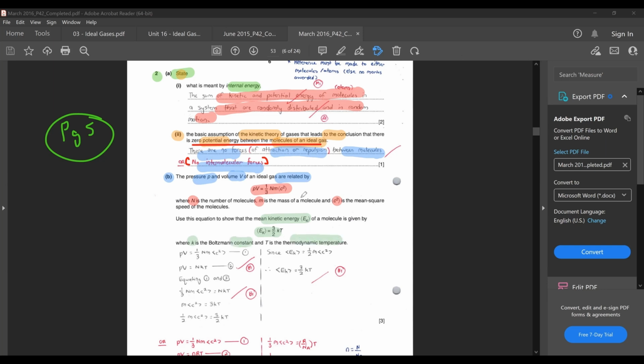So we've actually just done the derivation from the notes just now. You're always supposed to compare it with PV equals NkT. This one is your first equation.